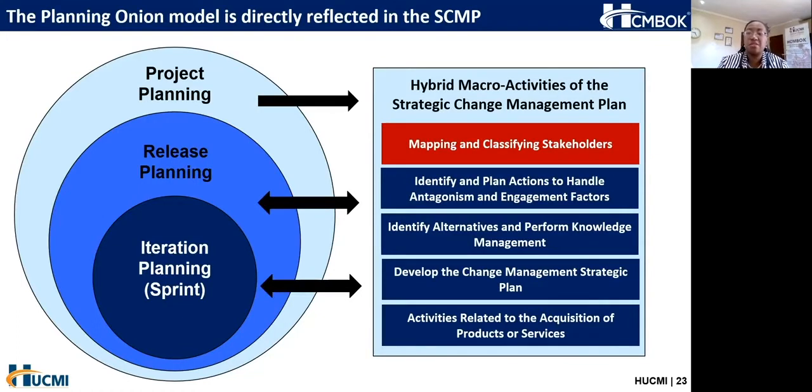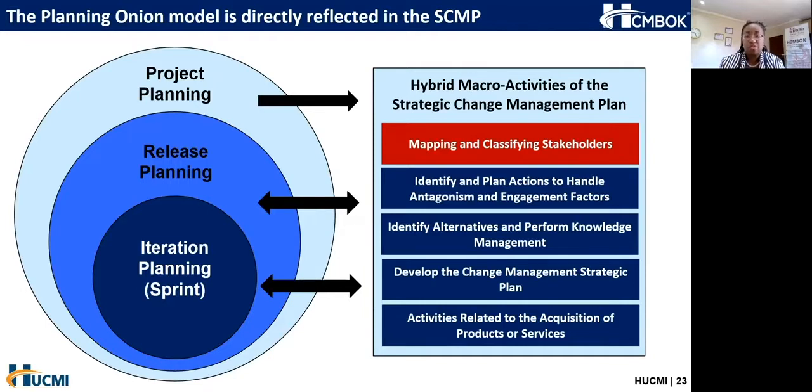If we look at some of the hybrid activities, so when we refer to hybrid activities, we're talking about activities that are started in the project planning phase, but the content of the activity will change as the project goes on. So activities like mapping and classifying stakeholders are very critical in all the steps within a project. Identify and plan actions to handle antagonism and engagement factors, identifying alternatives and performing knowledge management, developing the change management strategic plan, and activities related to the acquisition of products or services. So these are activities that you will come back to.